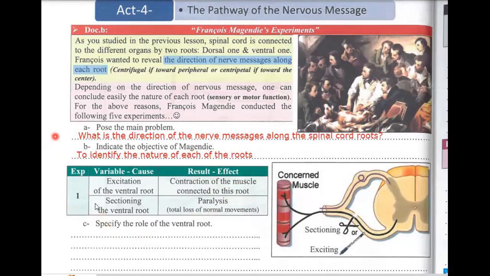Specify the role of the ventral root. Specify, meaning we start with the answer and then we justify. And the best way to justify is to analyze the experiment. As you can see, when the ventral root is working normally, the muscle contracts. When it is sectioned or cut, the muscle does not work. So the job of the ventral root is to control the muscle, simply.